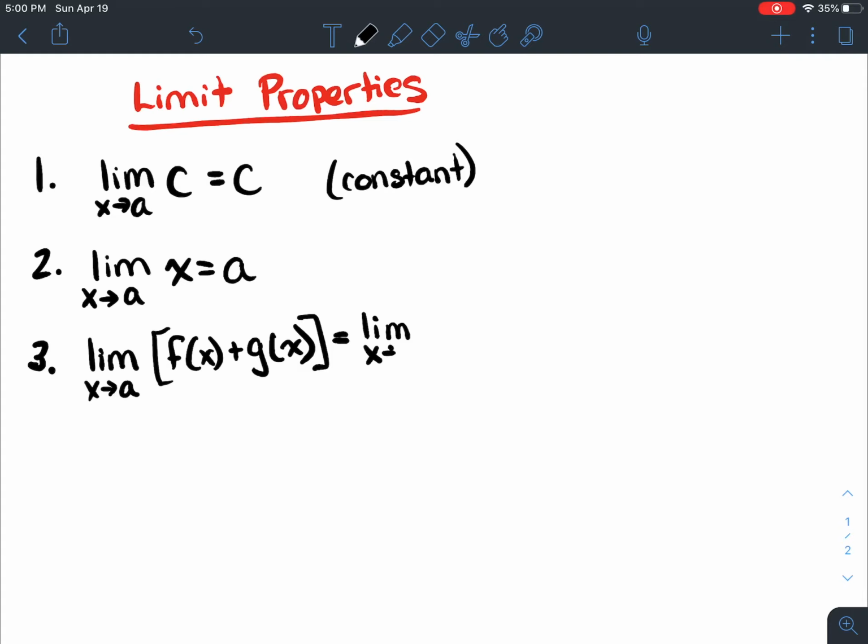So the limit as x approaches a of f of x plus the limit as x approaches a of g of x. So if you have something all together, you can actually break it up and find the limit of each function. So if you have, what is the limit of a sum? You can break it up into the sum of the limits.